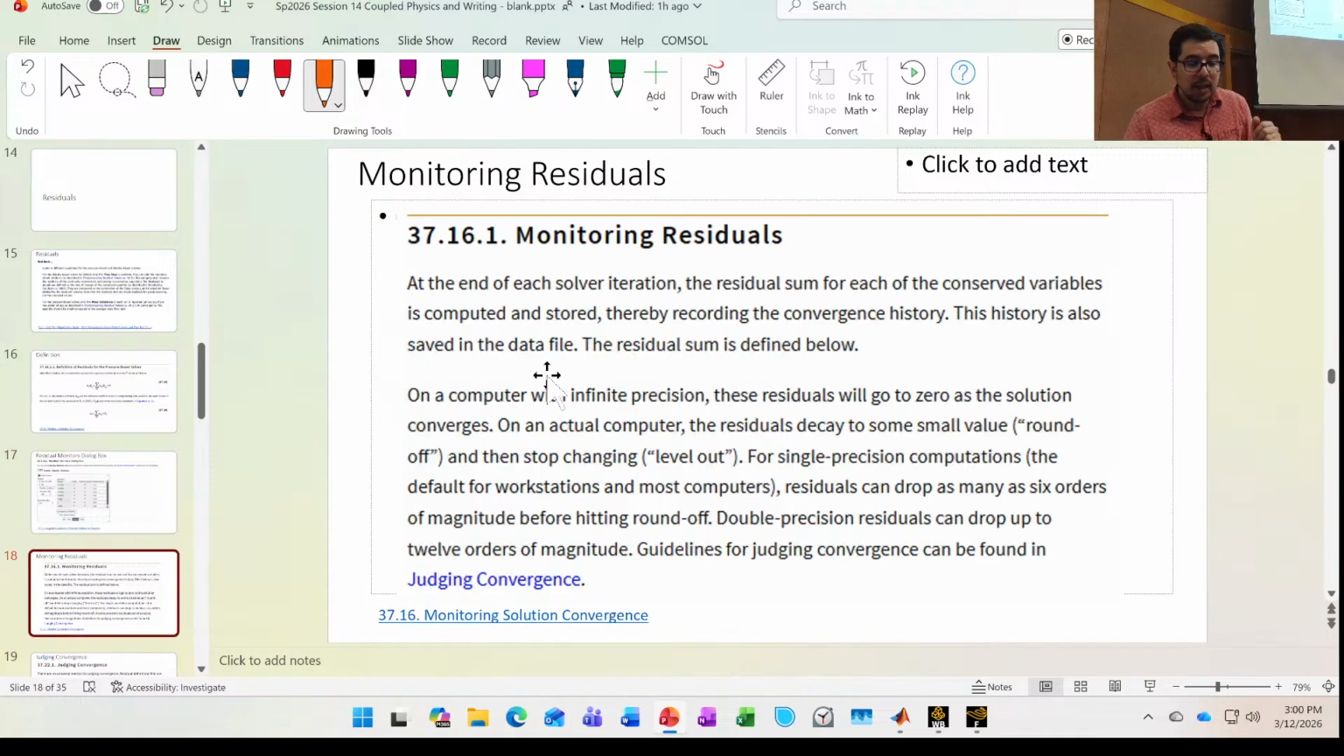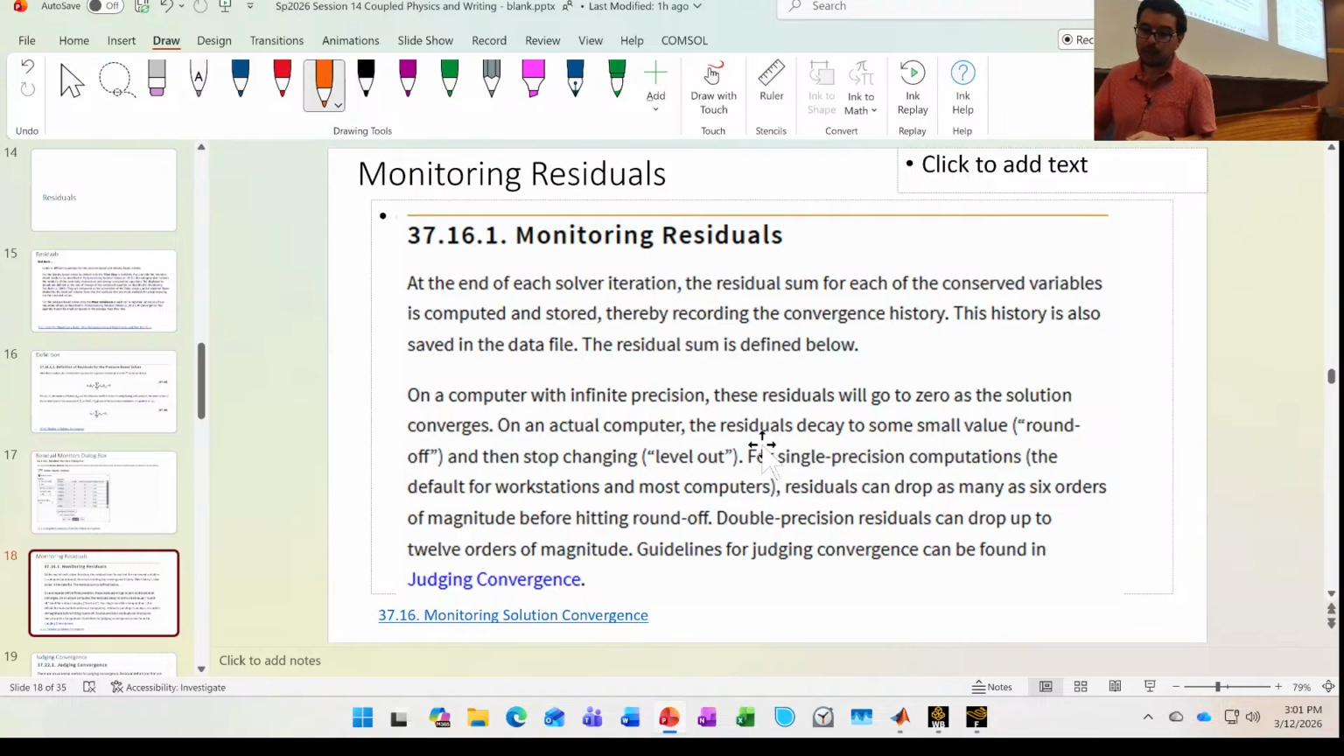At the end of each solver iteration, the residual sum for each of the conserved variables is computed and stored, thereby recording the convergence history. On a computer with infinite precision, you would have these residuals going to zero. So that's how the solution converges. On an actual computer, which is what we're using, the residuals decay to some small value. There's some round off, and then they stop changing. They level out.